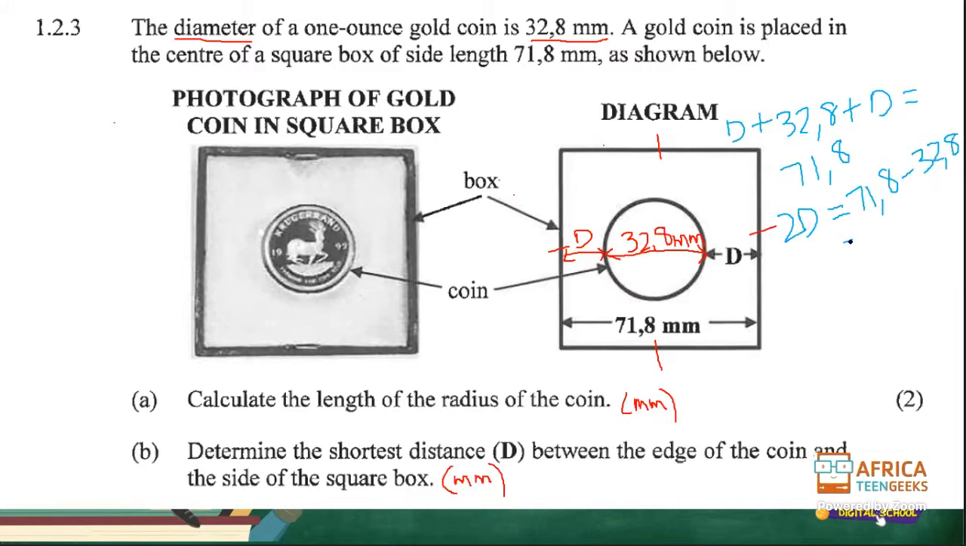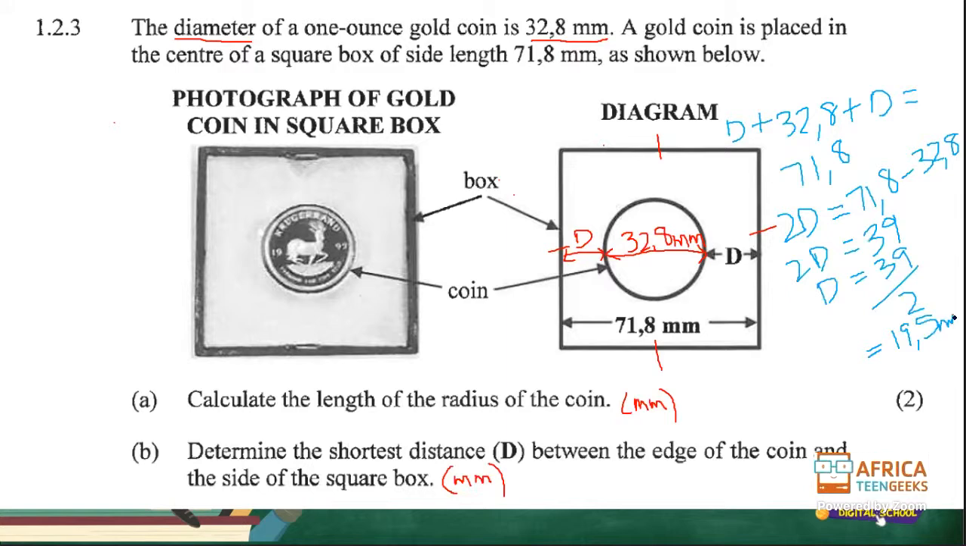As I've said, this is a complicated way of doing the sum. There are easier ways, but I know that some of you might have done it in this way. So in this case, 2D is equal to 39. So 1D is 39 divided by 2, and your answer is 19.5 millimeters. So your answers are correct, learners.